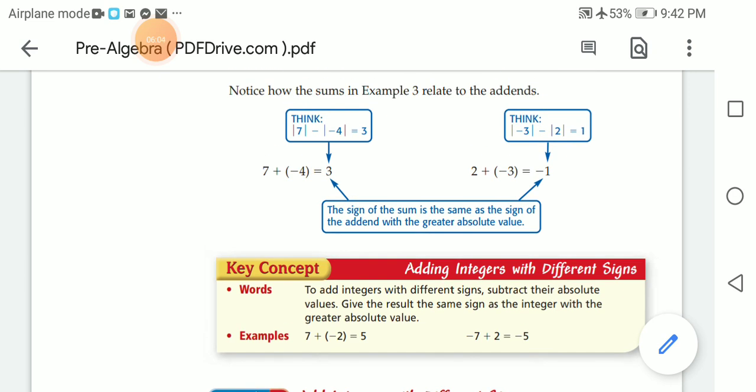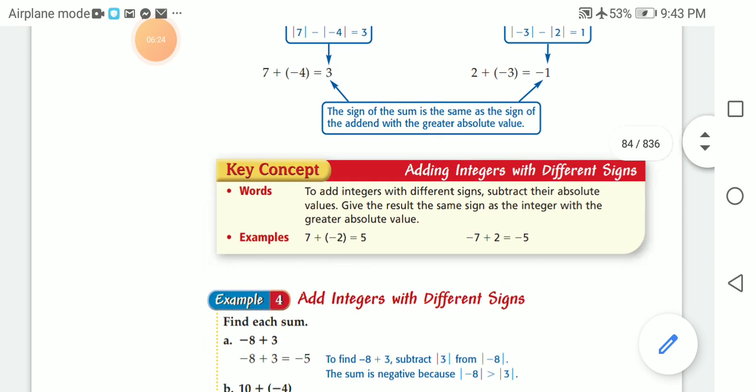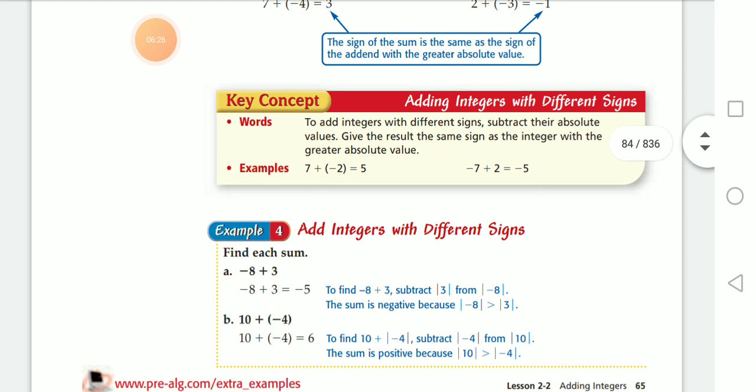Here I have negative 3 plus 2. Take the absolute values, without any signs. So it will be 3 minus 2 equals 1, and it will take which sign? The greater number, 3 or 2, is 3, and it has which sign? Negative, so it will be negative 1. Okay, easy, I know, but you have to know it very well.